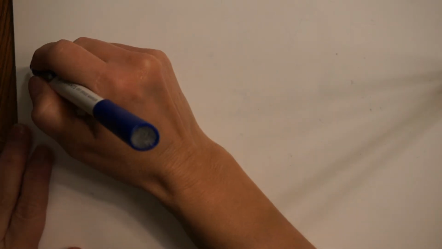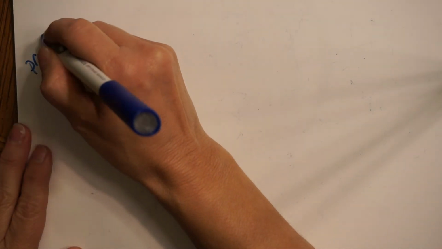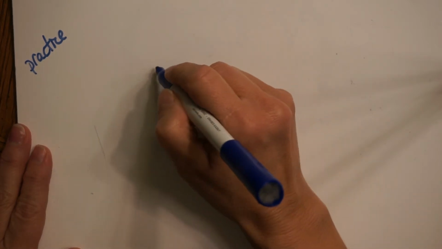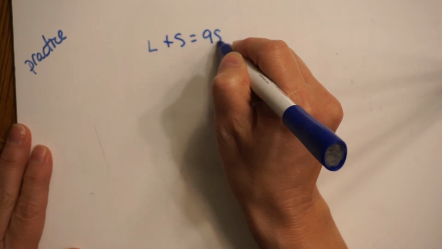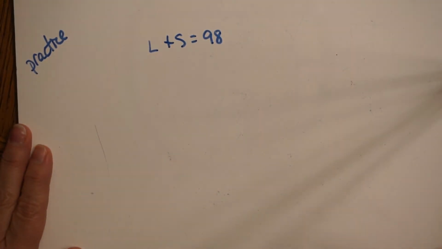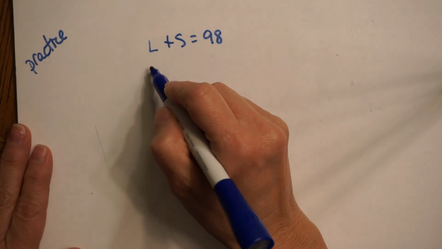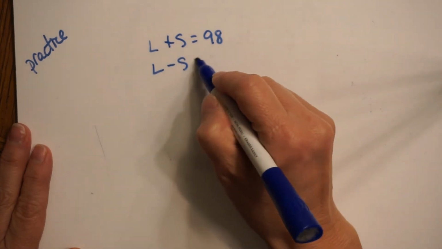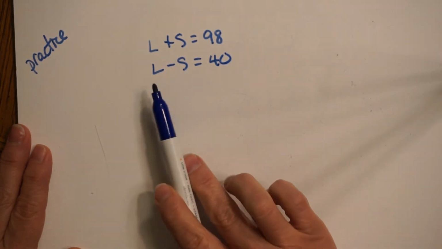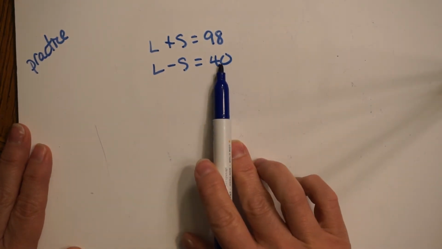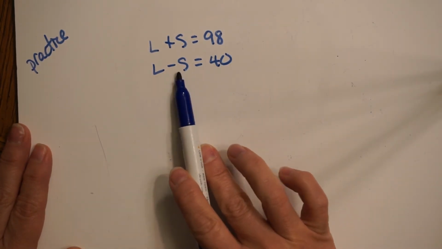Okay, here we go with the practice. Here is the practice for lesson 90. A says the sum of two numbers is 98. So let's do the large plus the small is equal to 98. The difference of the same two numbers is 40. So again, the difference, meaning subtraction, is 40. Here, because I did large and small, and this is a positive number, I know it has to be the large minus the small.